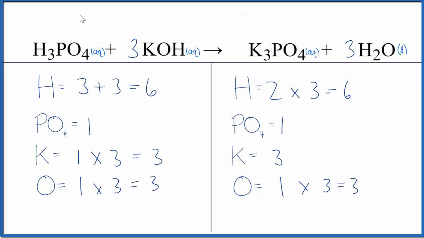This is Dr. B with the balanced equation for H3PO4 plus KOH, phosphoric acid plus potassium hydroxide. We also looked at the type of reaction, which is a neutralization reaction. This is also a double displacement reaction.